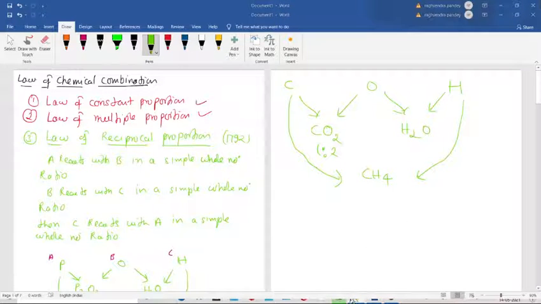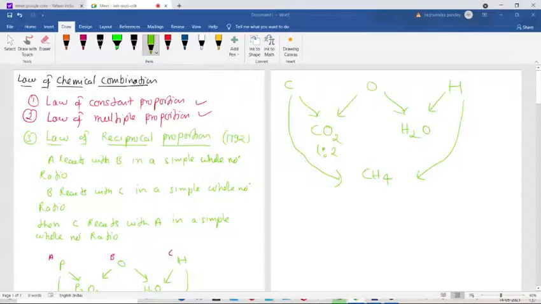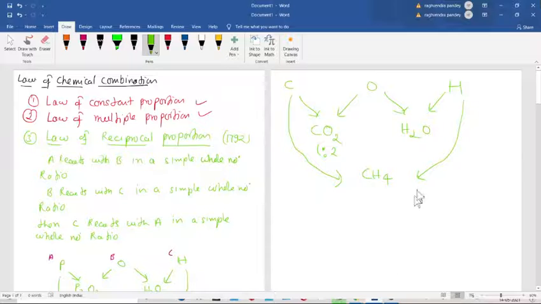Here the ratio is 1 is to 2. Here the ratio is 2 is to 1. Here the ratio is 1 is to 4. So that is your simple whole number ratio.